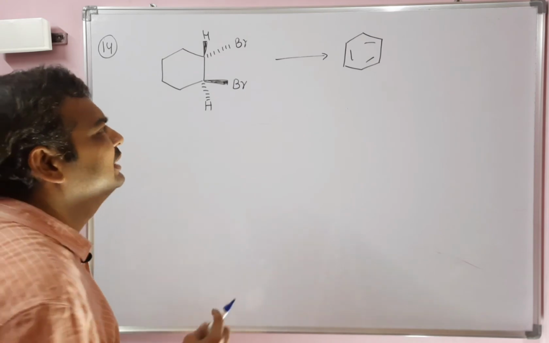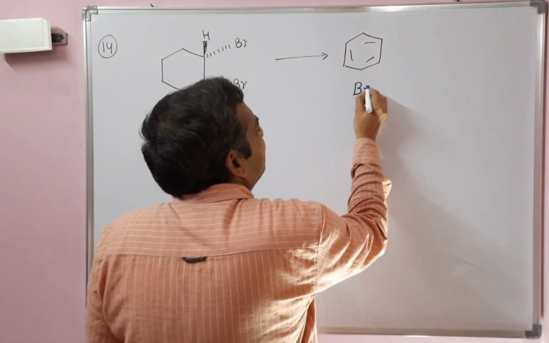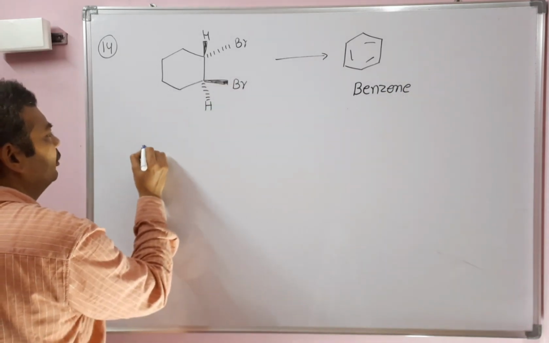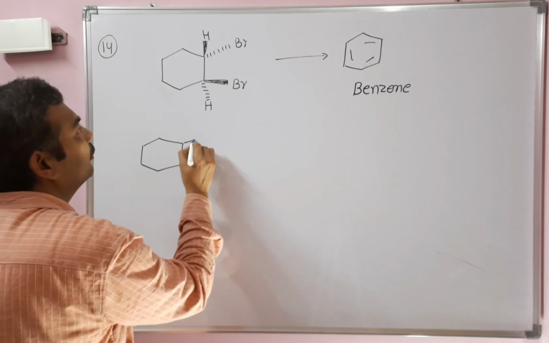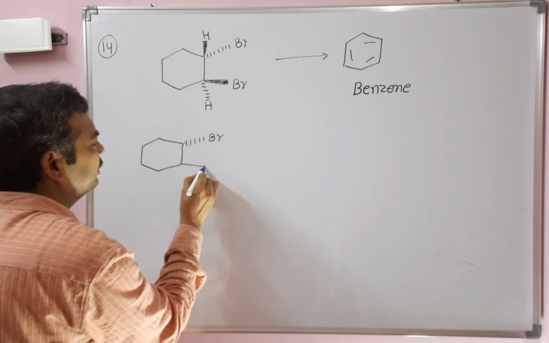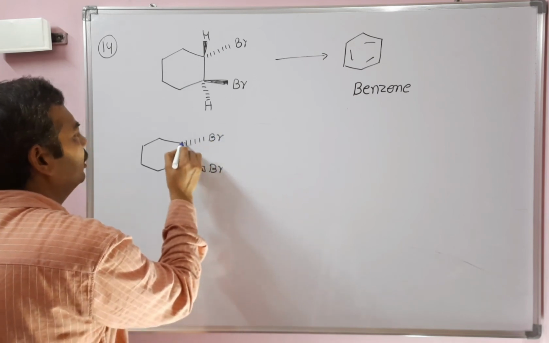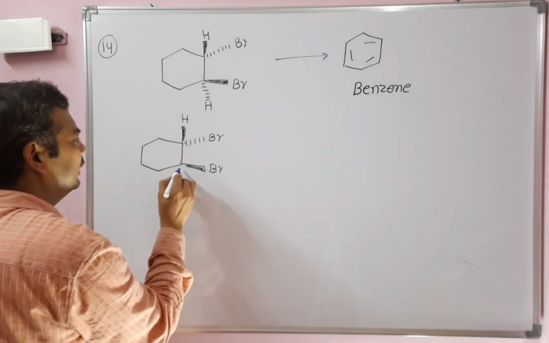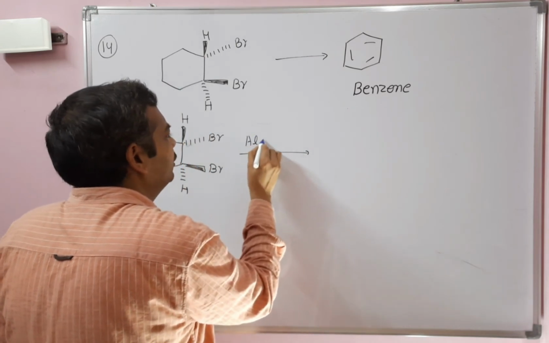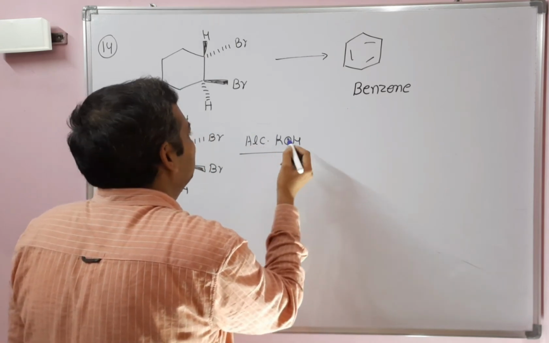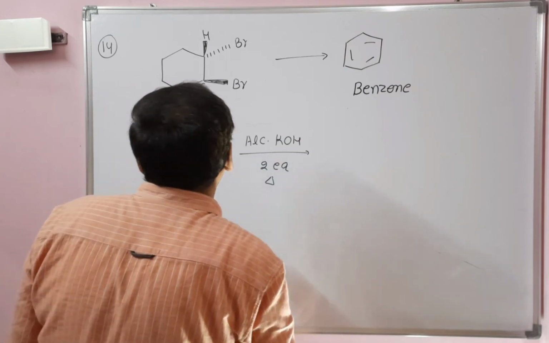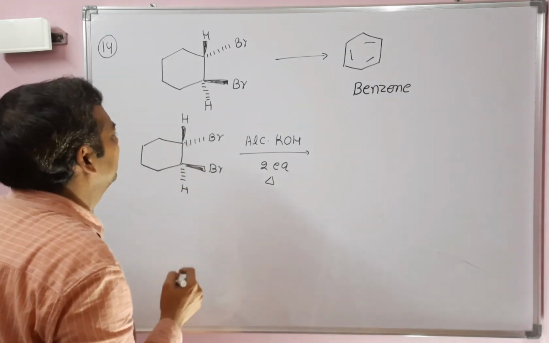Last example: convert 1,2-dibromocyclohexane into benzene by using the E2 mechanism. A very simple example. Take the starting material, the bromo compound. This bromo is above the plane with a hydrogen, and here the hydrogen is below the plane. Use one equivalent of alcoholic KOH, or you can use two equivalents directly, under a polar aprotic solvent such as acetone, DMF, DMA or DMSO.